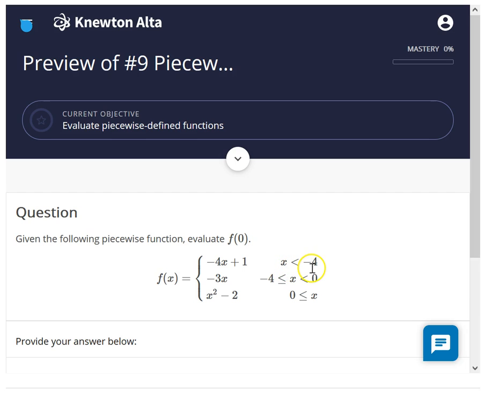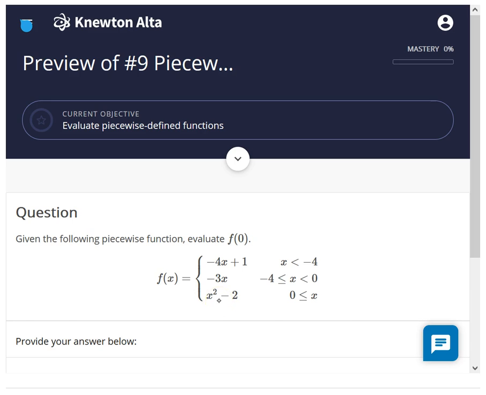Is 0 less than negative 4? No. Is negative 4 less than or equal to 0 less than 0? No. Is 0 less than or equal to 0? Yes. That means this is the equation you use. You plug 0 into the bottom piece of the function. So you would have 0 squared minus 2. We know that 0 squared is 0, minus 2 is negative 2. So your answer is negative 2.